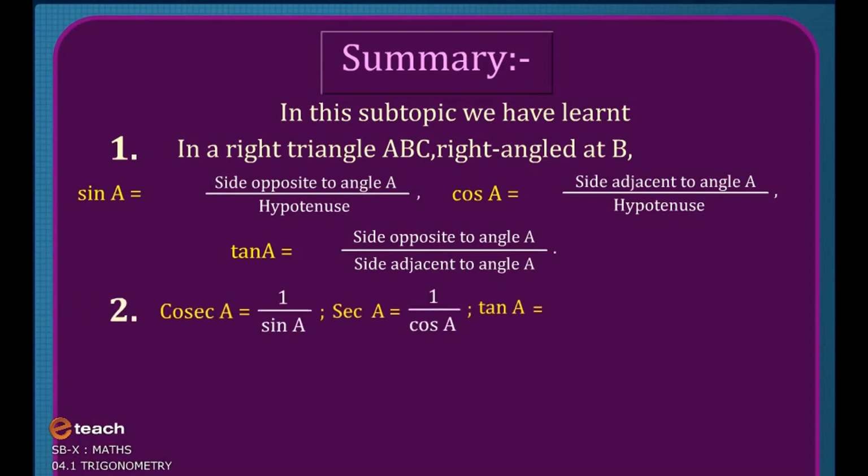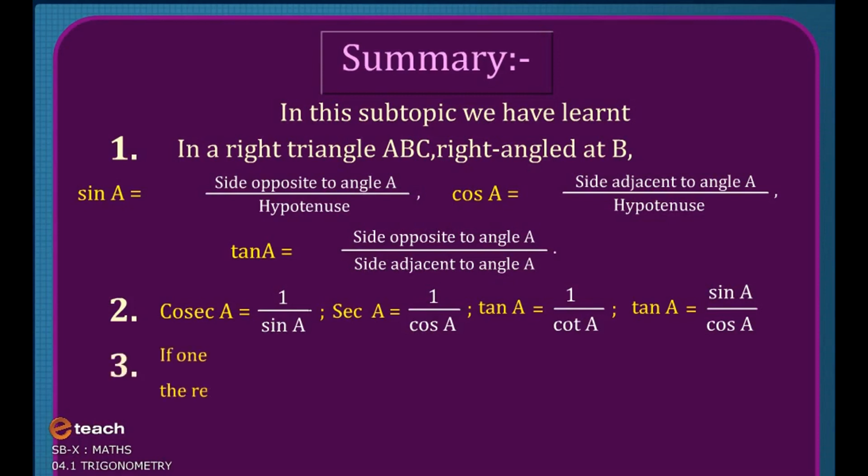2. Cosec A is equal to 1 upon sin A. Sec A is equal to 1 upon cos A. Tan A is equal to 1 upon cot A. Tan A is equal to sin A upon cos A.